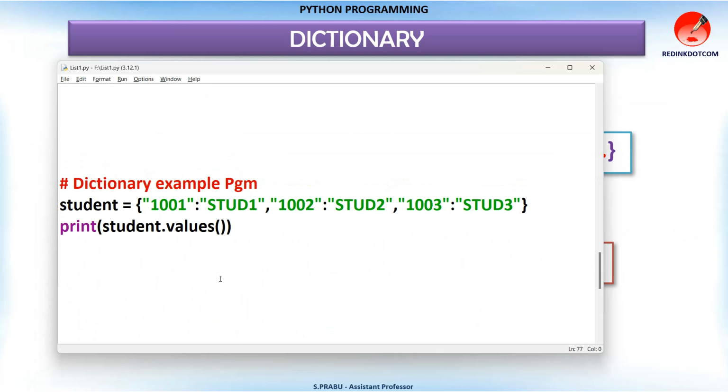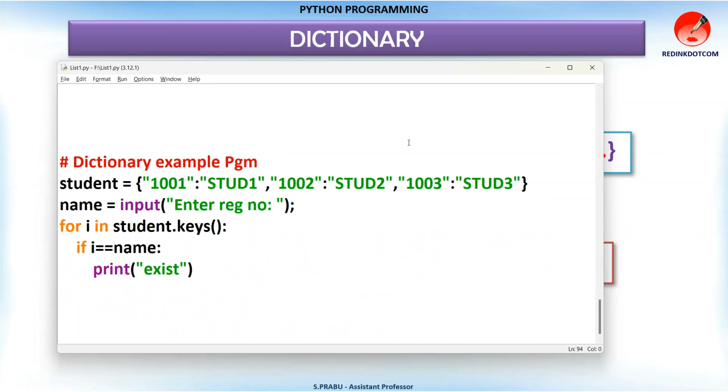Using this dictionary concept, we can solve many real-time problems. Let us consider your class having many students with register numbers and names. I want to give one register number and check whether that particular student is present or not. So I have a collection of the student list and I want to enter a particular student's register number.